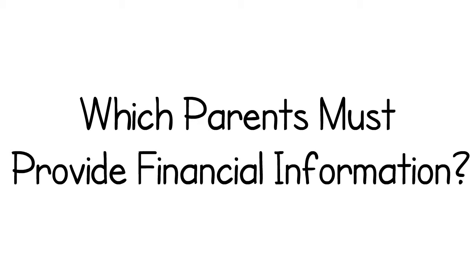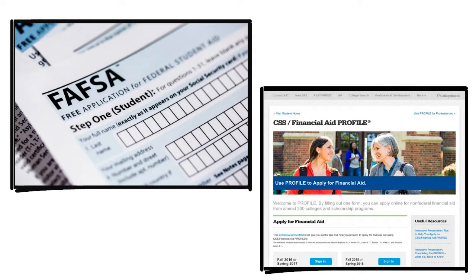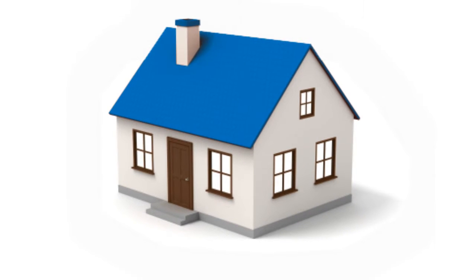If a student's biological or adoptive parents are divorced or separated, they will need to determine which parent is considered the custodial parent when it is time to complete the FAFSA and the CSS financial aid profile. The definition is straightforward. Your custodial parent is the parent with whom you lived for the greater number of days in the 12 calendar months preceding the month in which you complete the FAFSA or the profile.